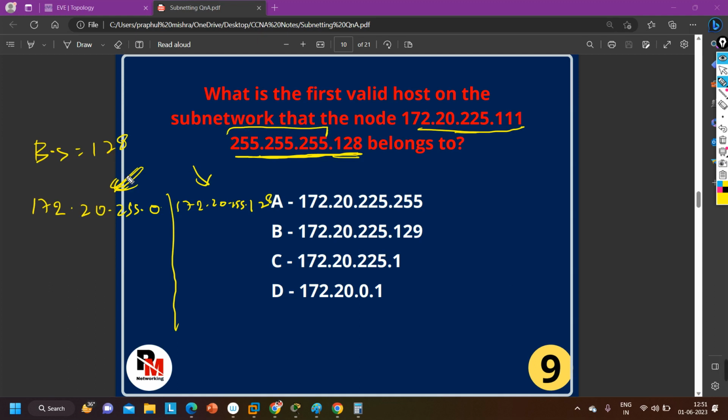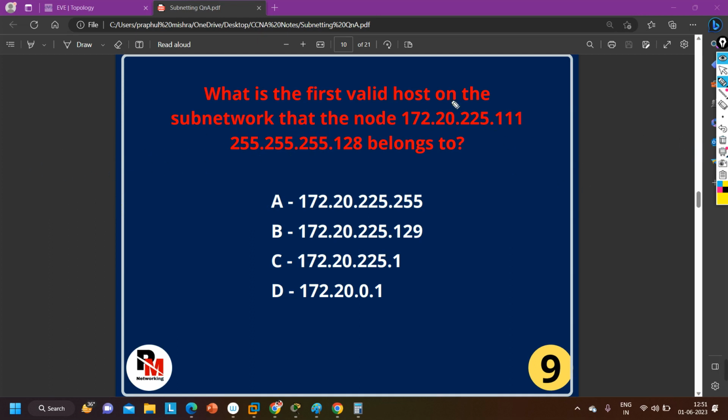Oh, okay. Getting my point? No, I didn't get it. See, your network ID is 172.20.255.0. What this subnet mask is telling you is don't change this value. 255 means it will be 1. This is not 255, this is 225. So yes, 225 here and 128 here.